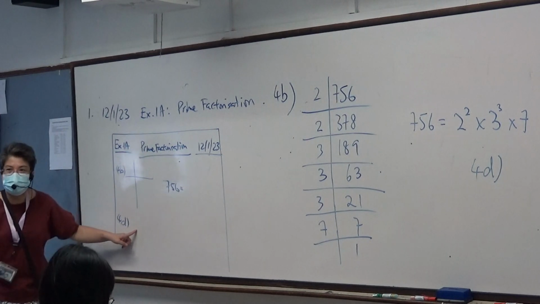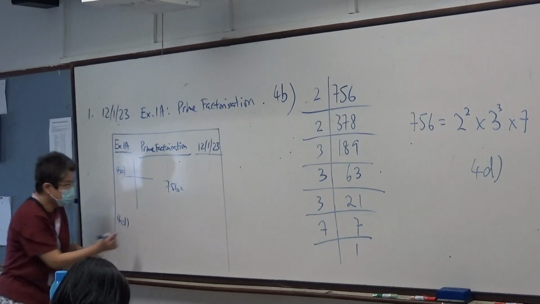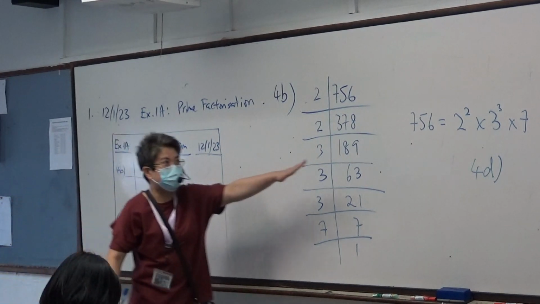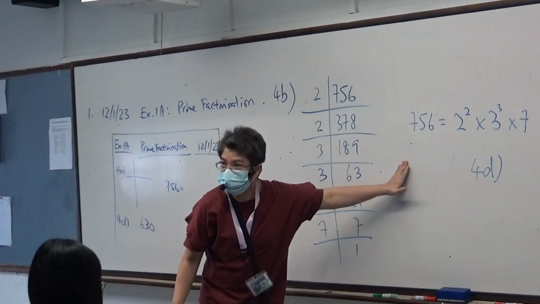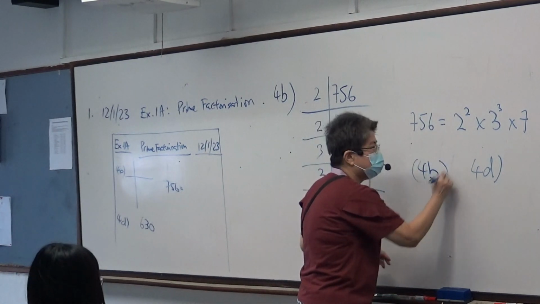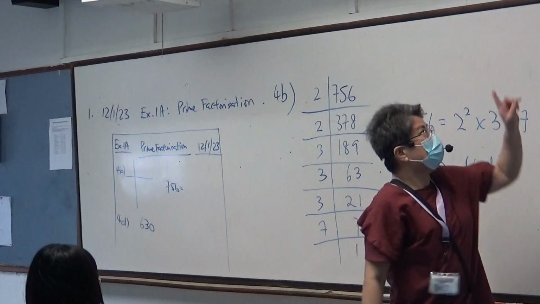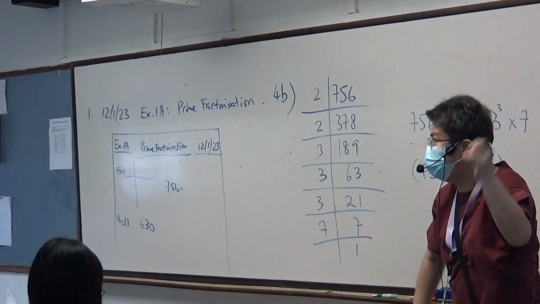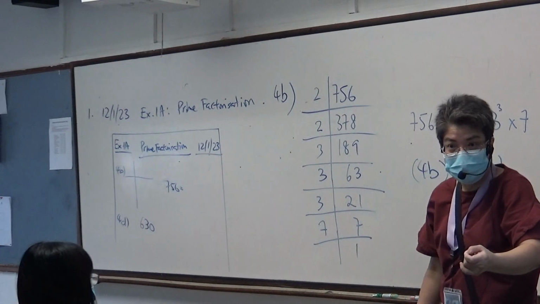Can you tell us a number for 4d? 630. Can you do likewise? And then you give me the prime factorization by the side. Everybody clear? So, which one will you do first? 4b, then 4d. Now, the time is about 10:15. I'm going to start the next one. Clear? Okay, do it now.